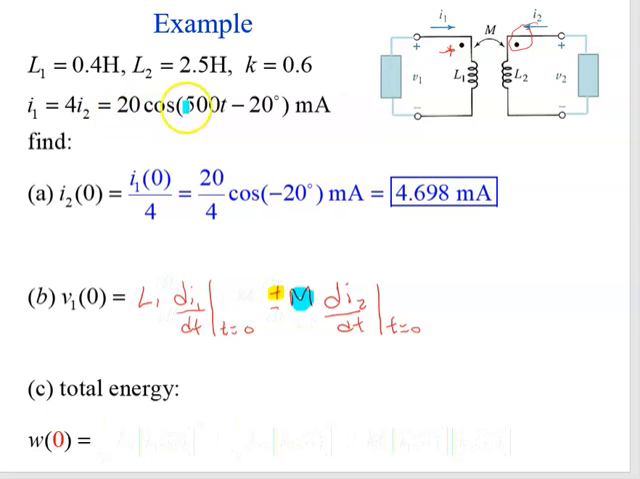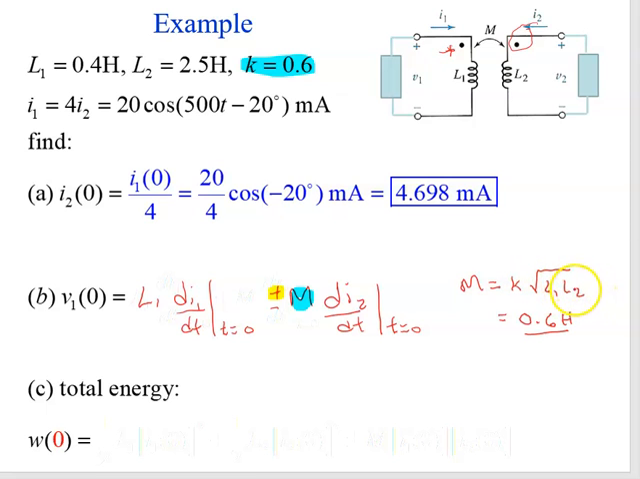What we're given is k. We're given the coupling coefficient. So since we're given k, we need to solve for M. So M is equal to that coupling coefficient k times the square root of L1 L2. If you plug that in, you're going to solve for M equal to 0.6 henries. So we see that M is greater than L1, but it's less than L2. It's 0.6 times the geometric mean.